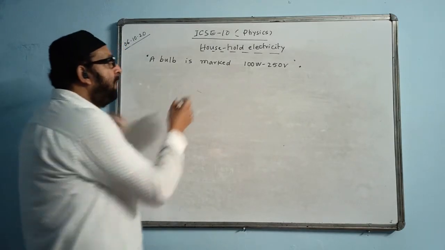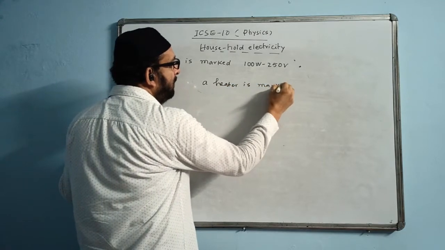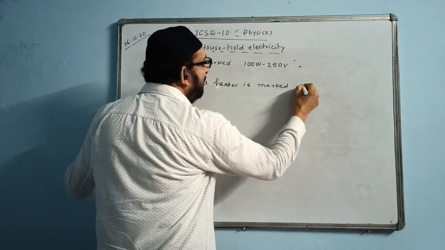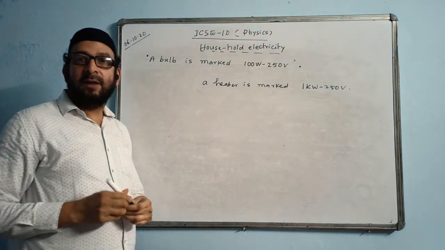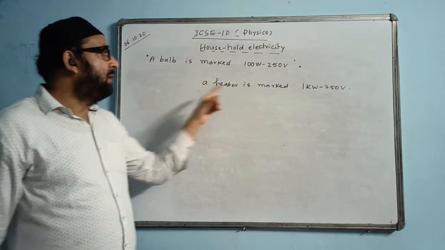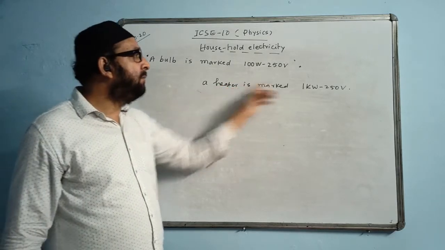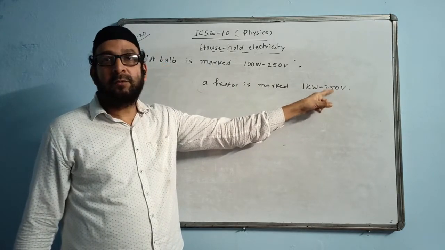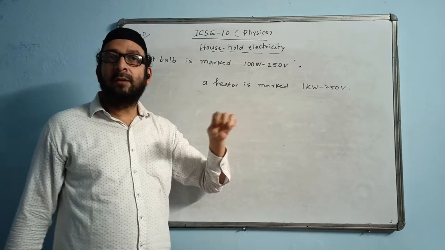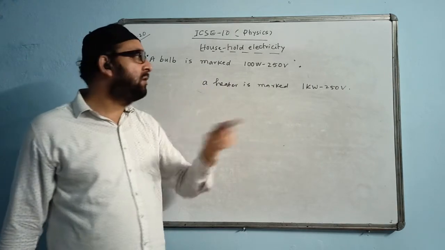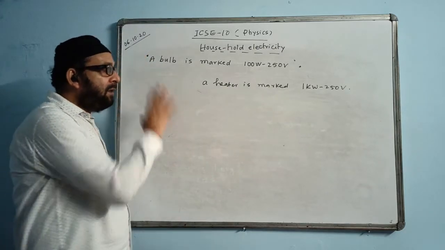Similarly, if a heater is marked 1 kilowatt dash 250 volt, what is the meaning of this statement? If they ask you the meaning, we say the same way. The statement means that when the heater is operated at a maximum voltage of 250 volt, it will consume a power of 1 kilowatt. Instead of saying 1 kilowatt, we can say 1000 watt. It will consume a power of 1000 watt. So this is the meaning of this statement.